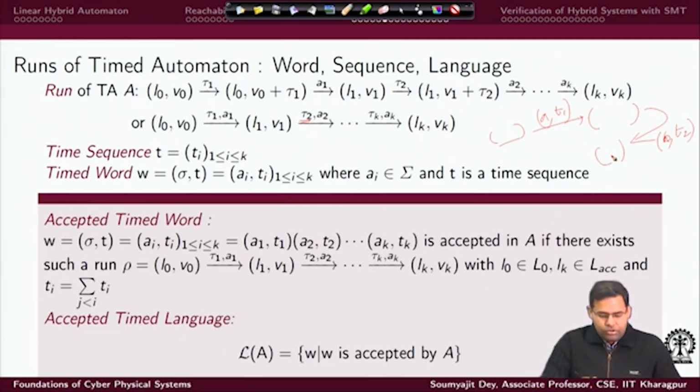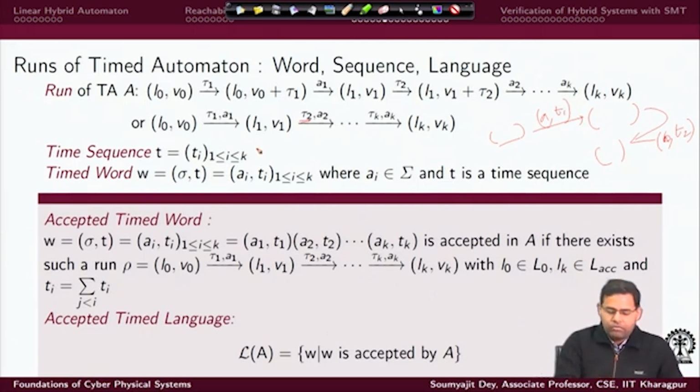Okay. So overall, these different time sequences, you can look at these runs as a collection of the time spent in each of these states, or you can also look at it as those global time instants when these transitions were taken.